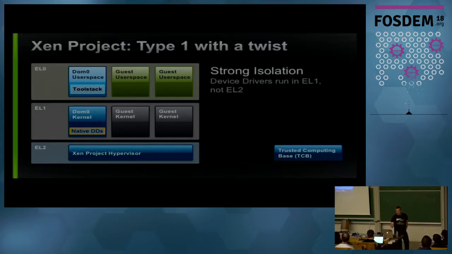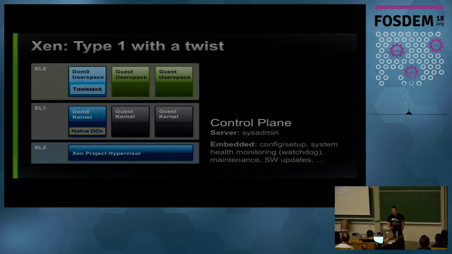There's strong isolation. For example, the drivers are running in EL1. As I said, in L4Re they're running in user space, so that's obviously a little better. And then we have these grant tables, which provide additional isolation between different VMs. From a control plane perspective, on a server system, the sysadmin will use DOM 0 or some graphical tool which connects to it to control your system. In embedded, you need a lot less. It's primarily used as a control plane for config and setup, and primarily for system health monitoring, possibly applying software updates and those kinds of things.